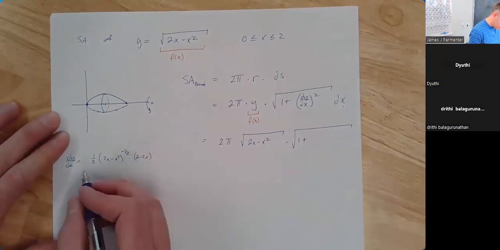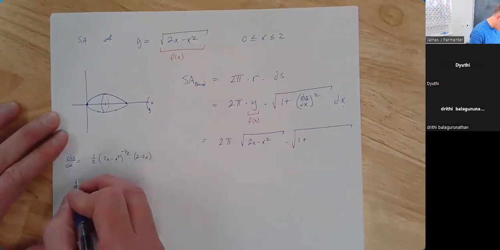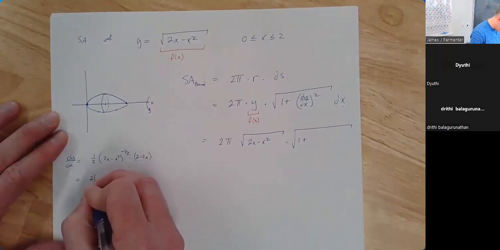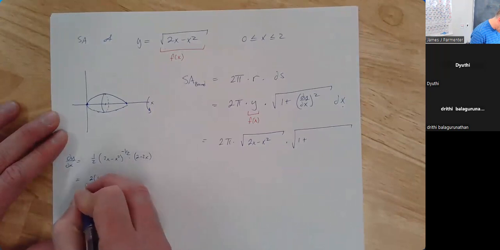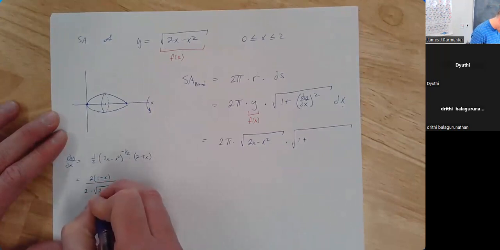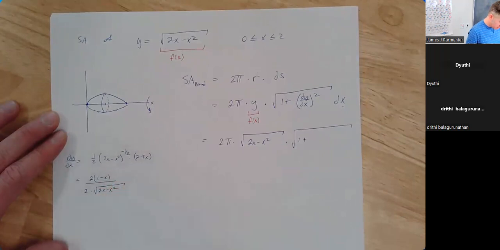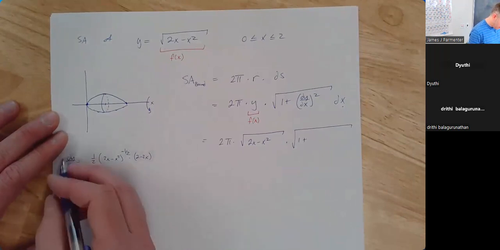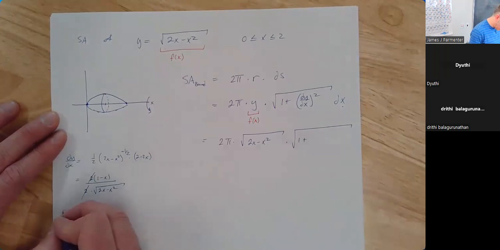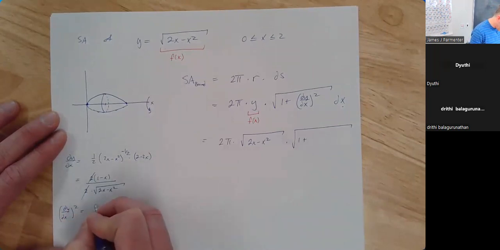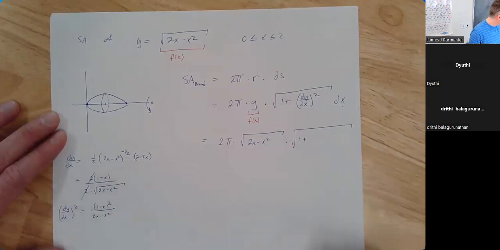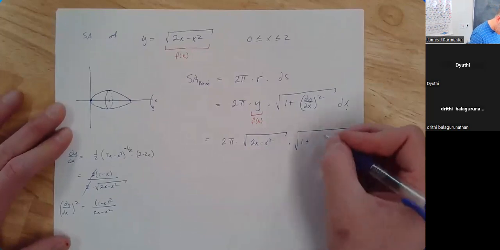So if I factor out a 2 here, I can see that this is really equal to 2 times 1 minus x over 2 times the square root of 2x minus x squared. The 2's cancel. And then if I square this, because I am going to have to square it, dy dx quantity squared is 1 minus x squared over 2x minus x squared. And that's what I'm going to plop in there.